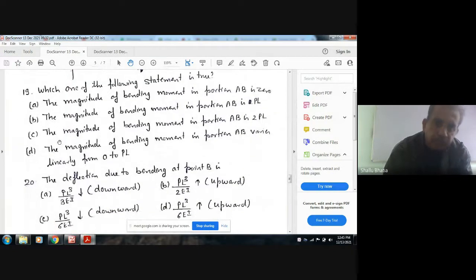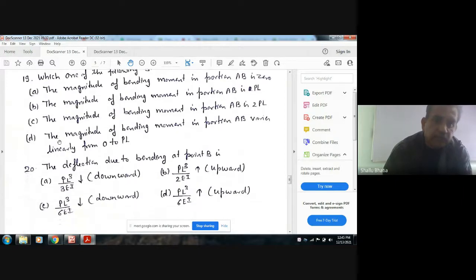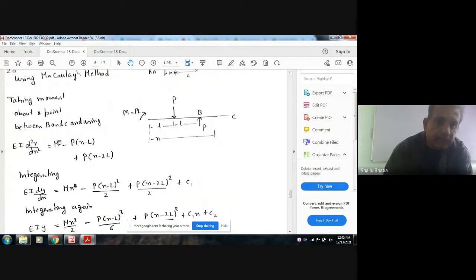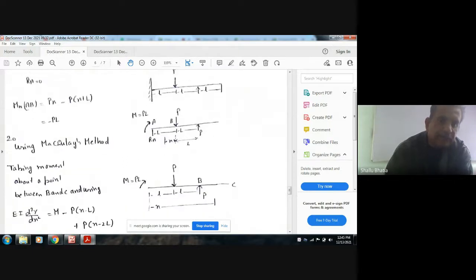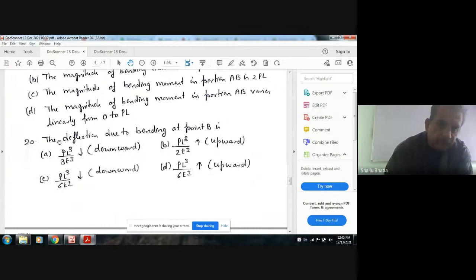The magnitude is asked for only, so the answer will be B. That is equal to PL, and it will remain the same; it doesn't depend upon x. Next, we have to find out the deflection at point B.